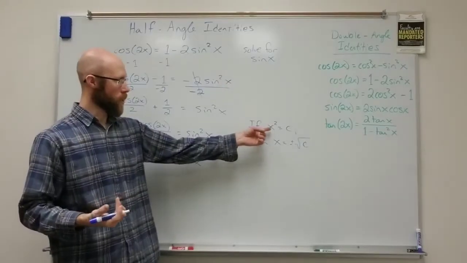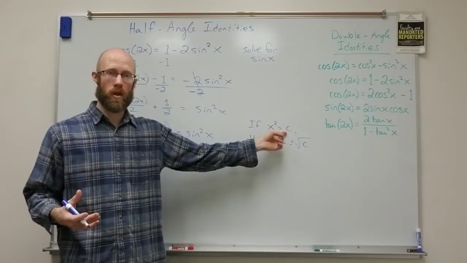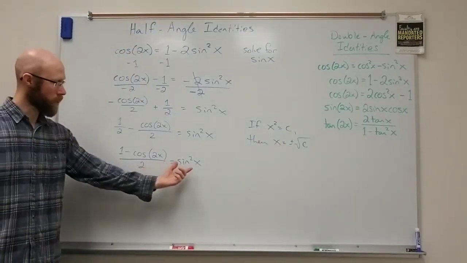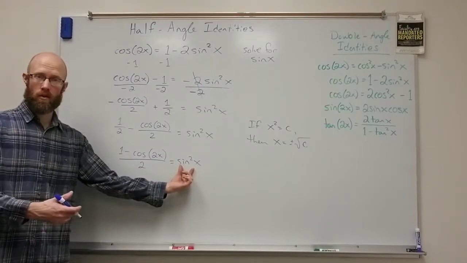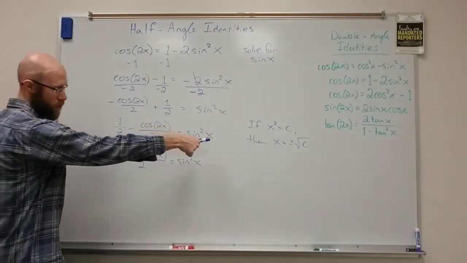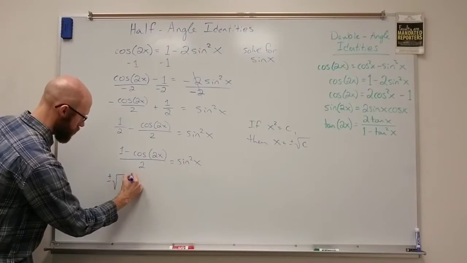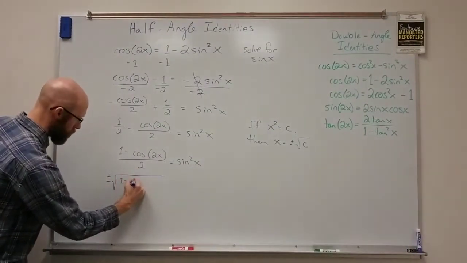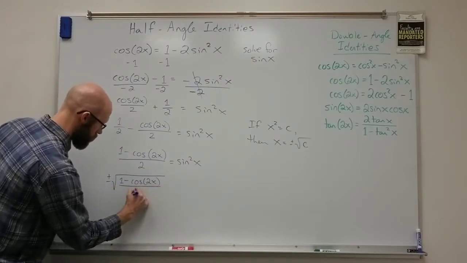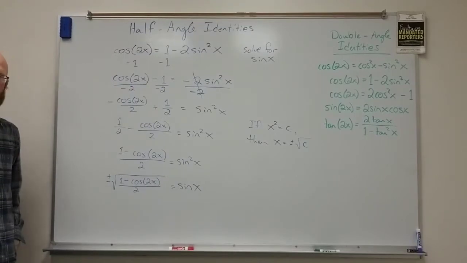Think about if you had x squared equals 9, then that means x would have to be plus or minus 3. Take the square root of the 9, you could have the positive or negative version. So here, again, with solving for something being squared, you would take the square root property and apply it. You get plus or minus the square root of 1 minus the cosine of 2x all over 2 equal to the sine. Okay.